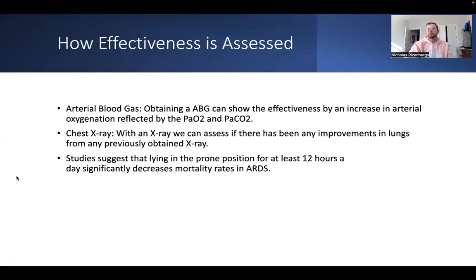So how do we know this is working? How do we know this is being effective for the patient? Well, one, we can get an ABG. It can show the effectiveness by the increase in arterial oxygenation reflected by the PaO2. PaCO2 is not going to reflect the increase of arterial oxygenation, but we can see a decrease if they've been blowing off too much CO2, or if they've been holding on to too much. We can see if we're ventilating well, because PaCO2 is going to monitor the ventilation aspect.